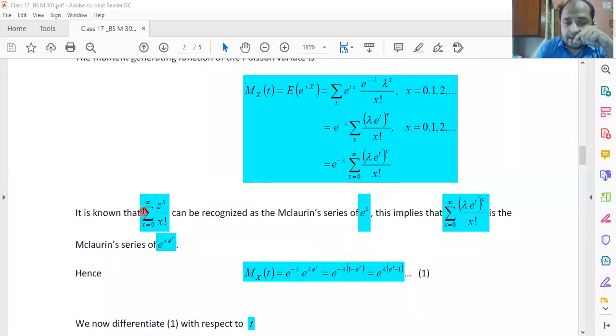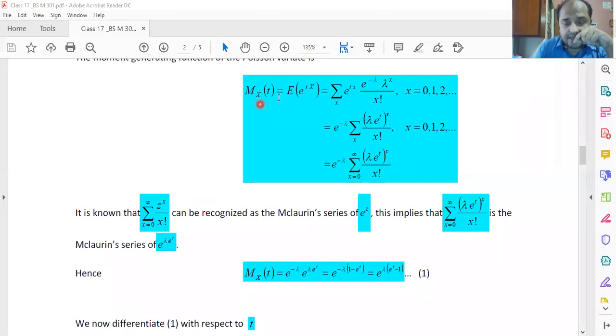So you see, if I compare these two functions, in place of z, we have lambda into e to the power t. So summation x from 0 to infinity, lambda into e to the power t whole to the power x by x factorial, is the Maclaurin series of what? If this is the Maclaurin series of e to the power z, this is the Maclaurin series of e to the power lambda into e to the power t. Okay, just compare these blue colored sections.